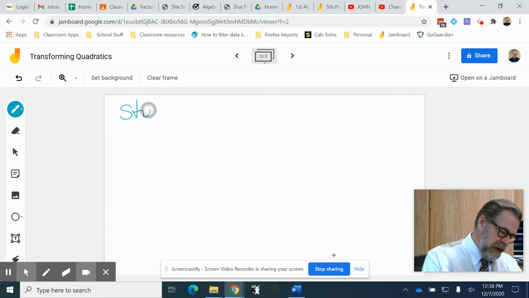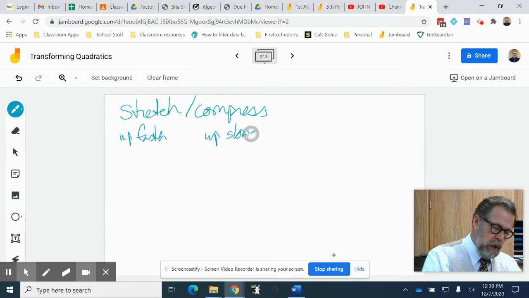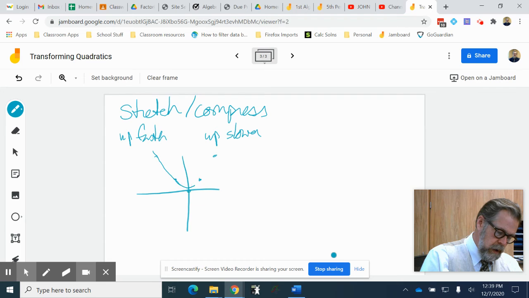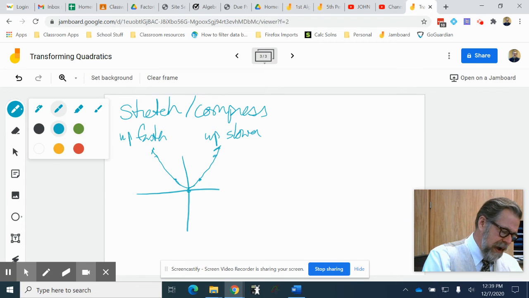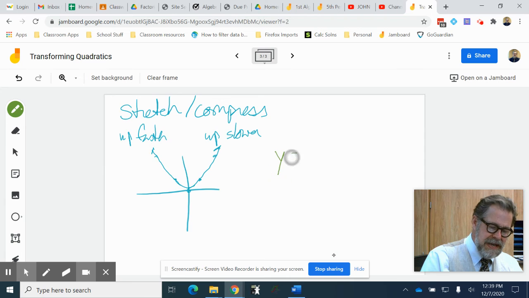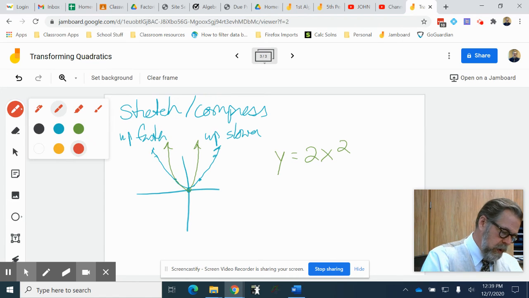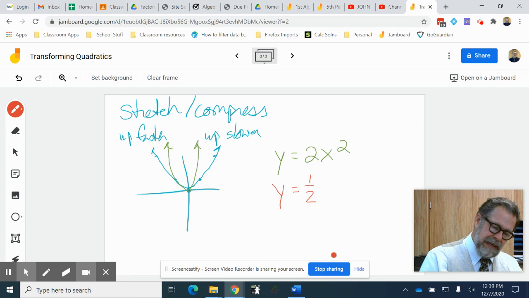Guys, let's talk about the last one, which is stretch or compress. Stretch is to make it go up faster. Compress is to make it go up slower. And what I notice is, once again, I've got my basic parabola here. If I wanted to go up faster, I could just multiply everything by some number greater than 1. And if I want to go up slower, I could multiply by some number between 0 and 1.